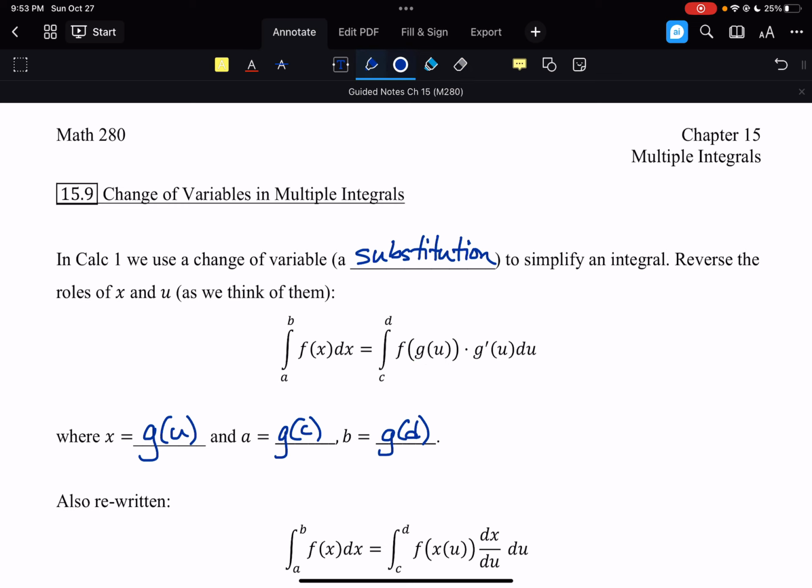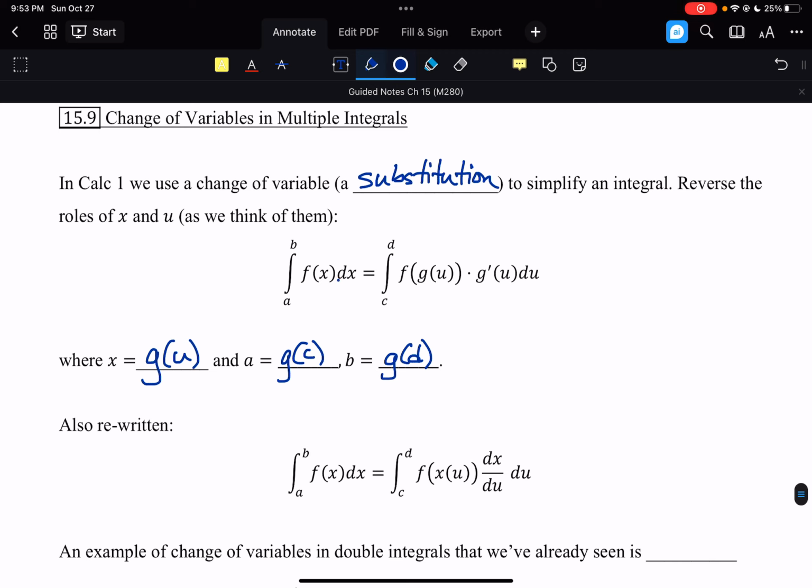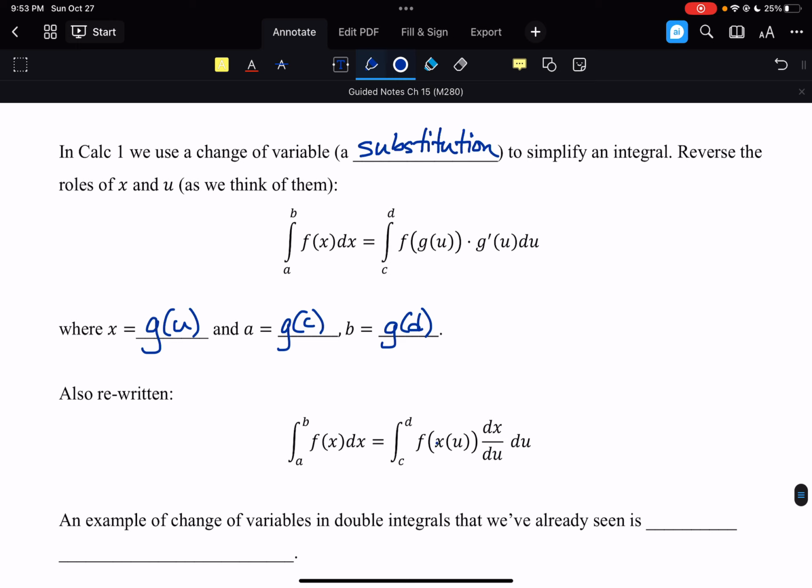So we can convert between two different variables, right? We can solve it all in terms of x, or we could solve it all in terms of u, and they are related via this substitution, so we can make sure that they are equal, right? They don't look exactly the same, but they will get us the same result. This can be rewritten in terms of basically just x's. We're kind of getting rid of the g notation. So f of x of u times dx du, so derivative of x with respect to u. Okay. We'll see how that is relevant in a little bit.